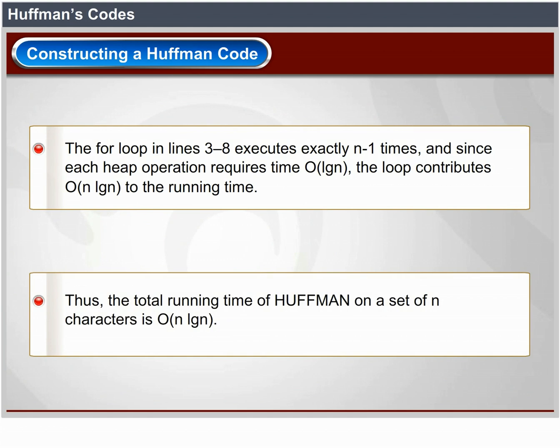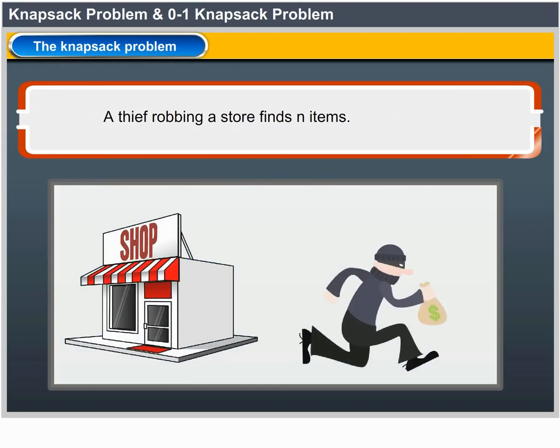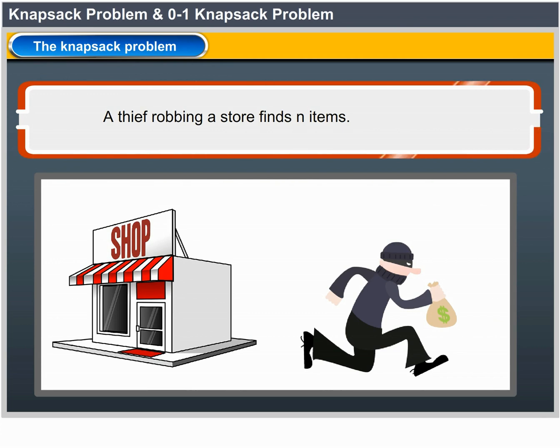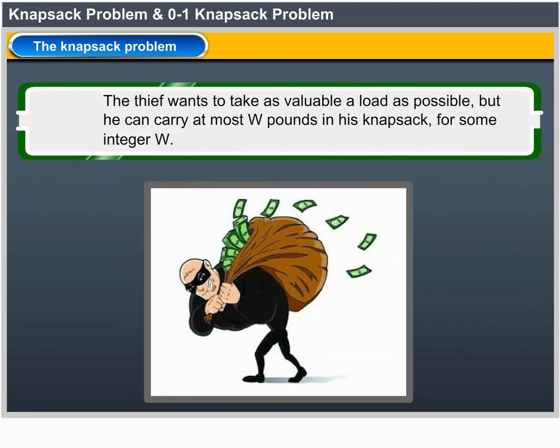Knapsack problem and 0-1 knapsack problem. The knapsack problem: a thief robbing a store finds n items. The ith item is worth v_i dollars and weighs w_i pounds, where v_i and w_i are integers. The thief wants to take as valuable a load as possible, but he can carry at most W pounds in his knapsack for some integer W. Which items should he select?